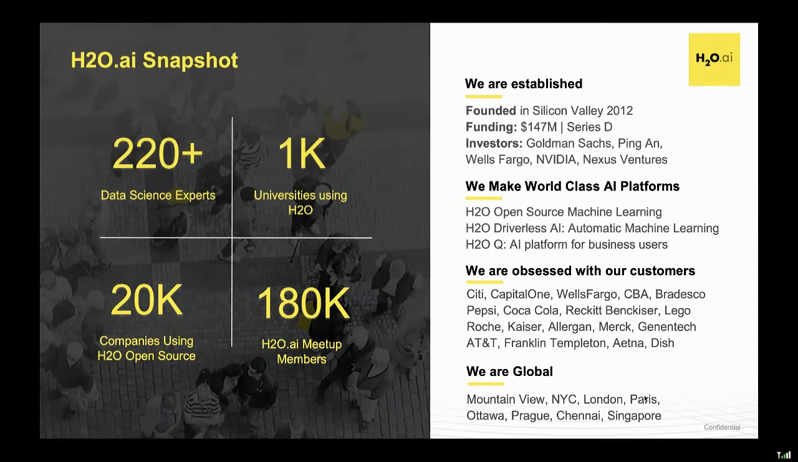H2O.ai, the company, just to give a quick overview in case anyone's not familiar, we have over 220 data science experts and we're used across the world, both our enterprise products and open source products, with many different companies, universities, and we have a meetup of about 200,000 members. We're based in Silicon Valley since 2012 and we have a global worldwide presence with offices in Prague, Chennai, Paris, and so forth.